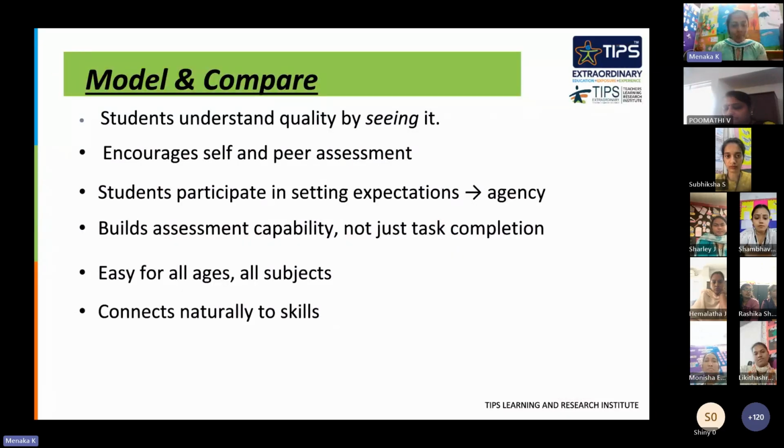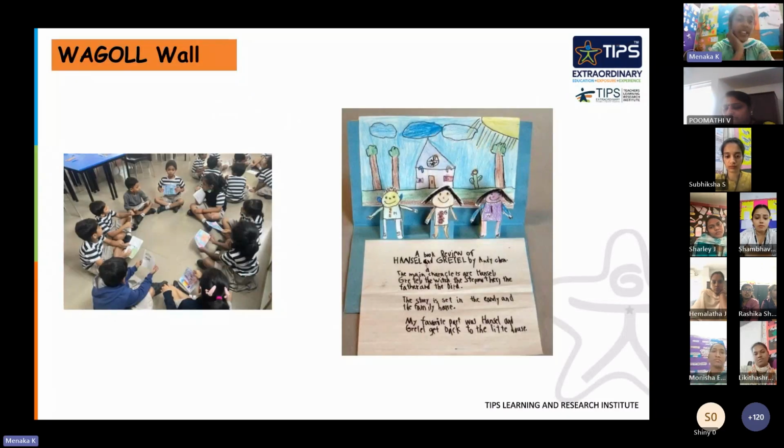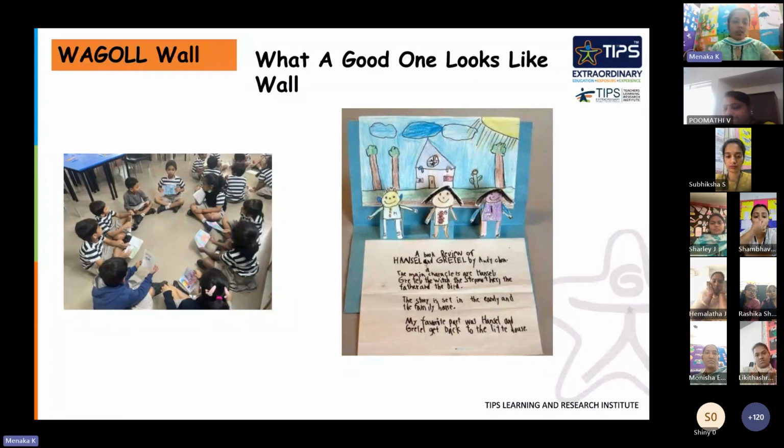One more thing we can do in our classrooms is a WAGOLL wall. What that means is a "what a good one looks like" wall. It's a wall we can create in our own classrooms, where for each piece of work we expect the children to produce, we can put up exemplars, showing a collection of work samples inside the classroom. This wall would be very useful for the children to evaluate their own work against the sample.